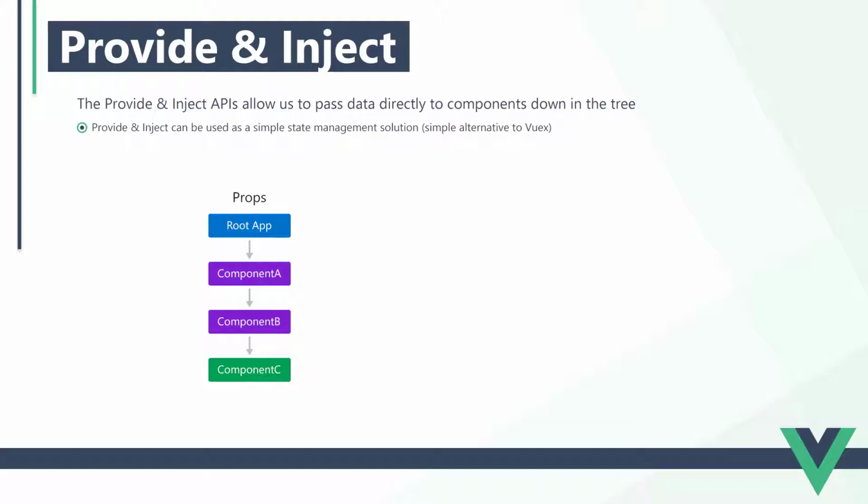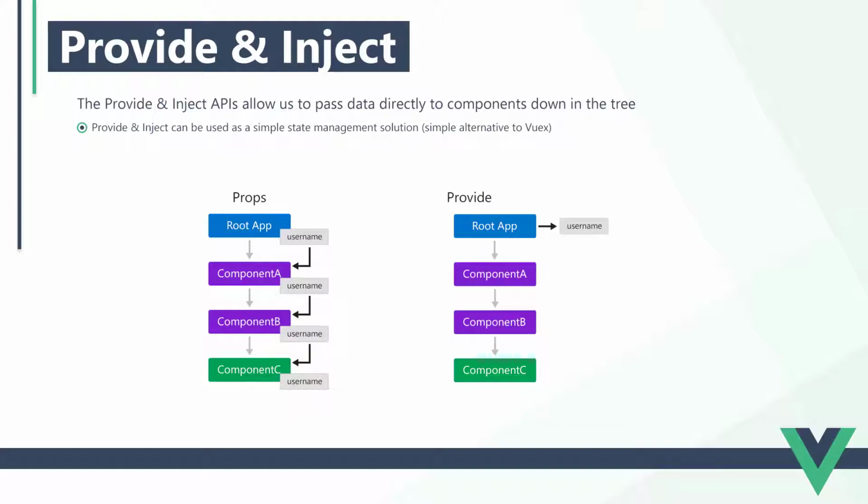Our component tree consists of 4 components, each nested inside its parent, up to the root app component. Imagine that the root app component contains a username that we want to use in component C. Typically, the username would have to be passed down through components A and B to be available in component C. We can bypass the whole chain by providing the prop in the root app component, then injecting it into component C.